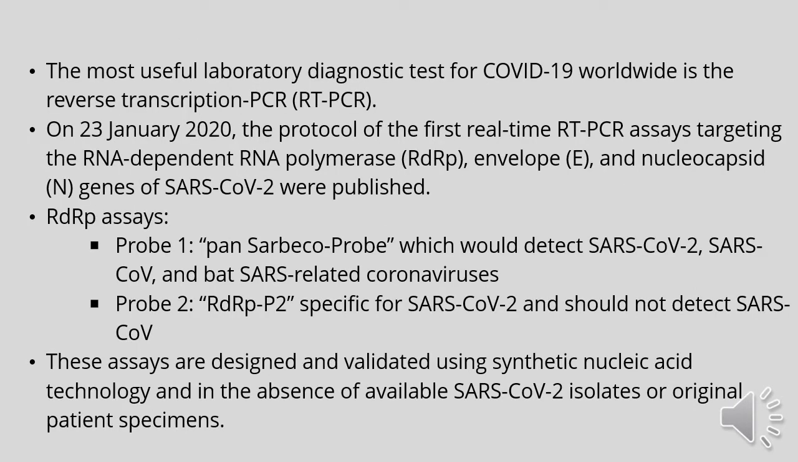So the gold standard for laboratory diagnostic tests for COVID-19 is reverse transcription polymerase chain reaction or RT-PCR. And on January 23, 2020, the protocol of the first real-time PCR assays targeting the RNA-dependent RNA polymerase, envelope, and nucleocapsid genes for SARS-CoV-2 were published. And then the assays: probe 1, pan-Sarbecovirus probe, which would detect SARS-CoV-2 or COVID and bat SARS-related coronaviruses, and probe number 2, RdRp-P2, specific for SARS-CoV-2 and should not detect SARS-CoV.